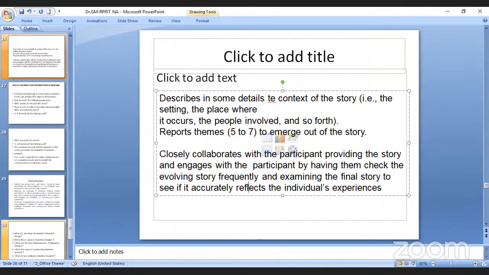So if you listen to the story of the individual, you have to record it, collaborate with them, then write it neatly, and examine the final story to see if it accurately reflects the individual's experiences. What he has told about his life history, and then what you wrote: you have to cross-check.